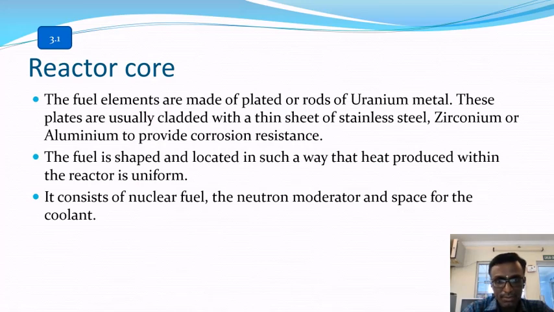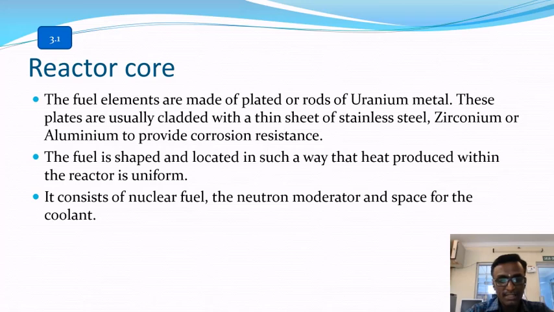The fuel elements are made up of plates or rods of uranium metal. The plates are usually cladded with a thin sheet of stainless steel, zirconium, or aluminum to provide corrosion resistance. As we have already discussed, the element should have proper corrosion resistance, and the machinability of that particular component should be much higher. The fuel is shaped and located in such a way that the heat produced in the reactor is uniform.